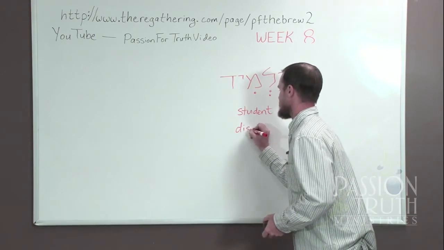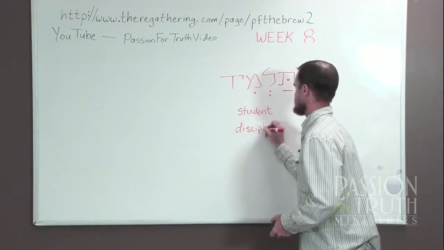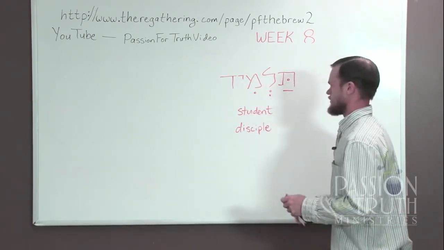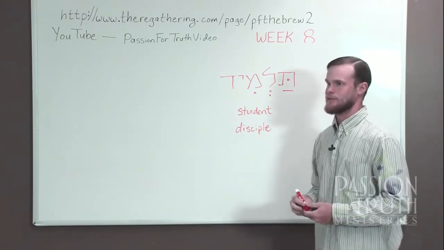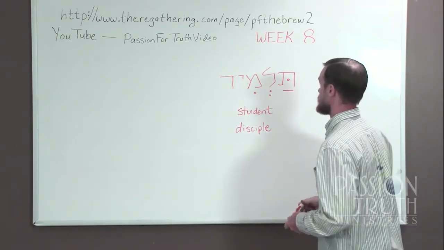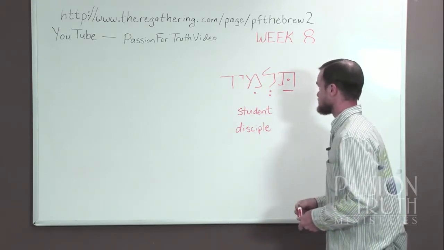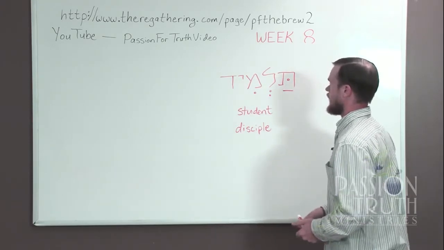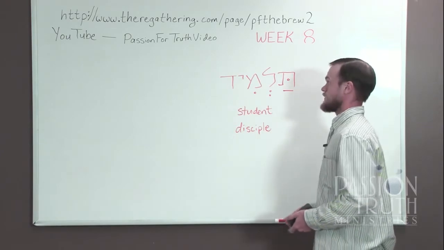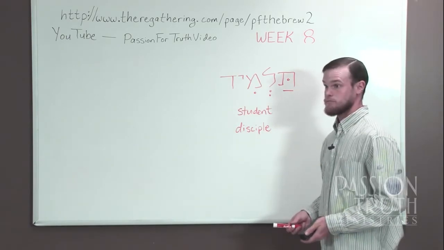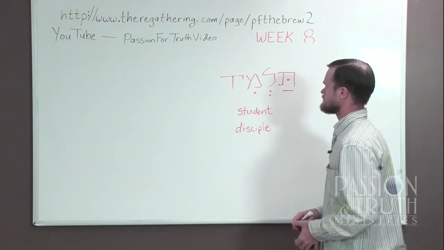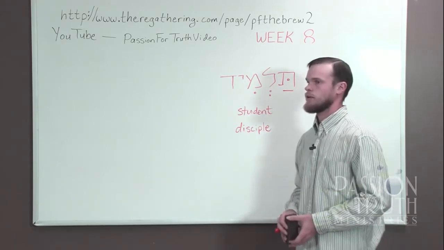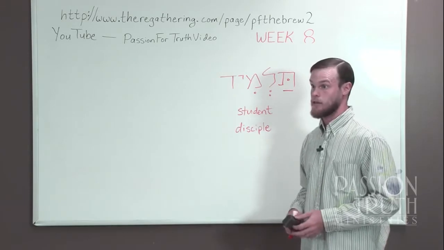Student can also mean disciple. And disciple, of course, is a little more serious of an idea than just a student. But one who studies is a talmid. Talmid is linguistically related to the word Talmud, which is the sort of collection of the teachings of the rabbis, the Talmud.